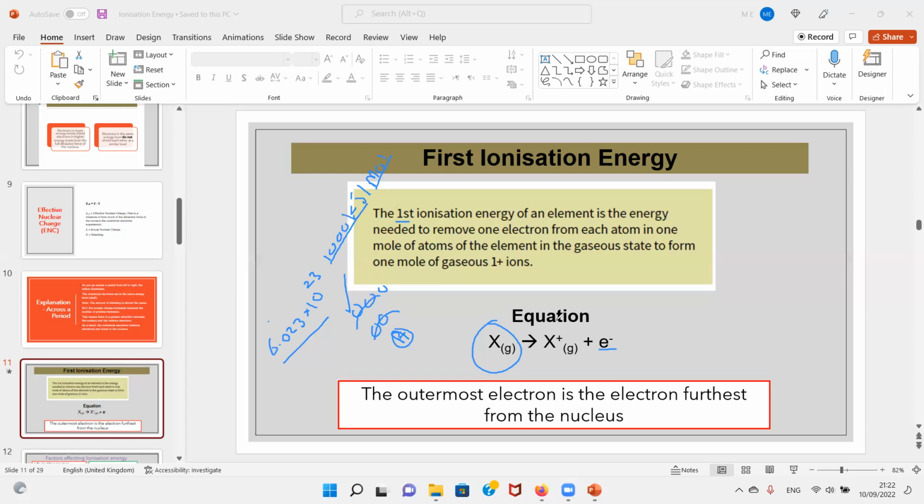Now, you have formed this, fine. Now from this species, you want to remove a further electron, another electron. So if you remove this electron, maybe the value of energy needed is 2,000 kilojoules per mole. So you call this the second ionization energy. And if you remove this, you call it third ionization energy, etc. Okay?